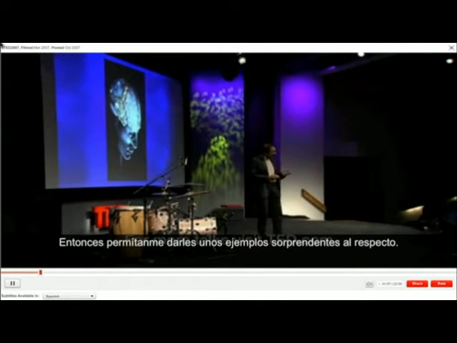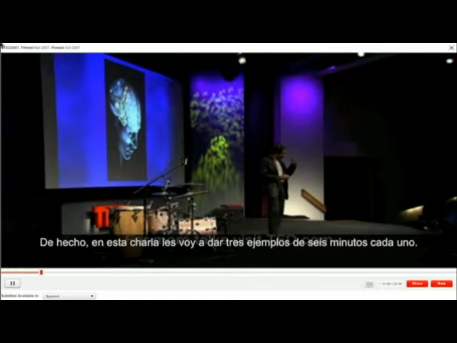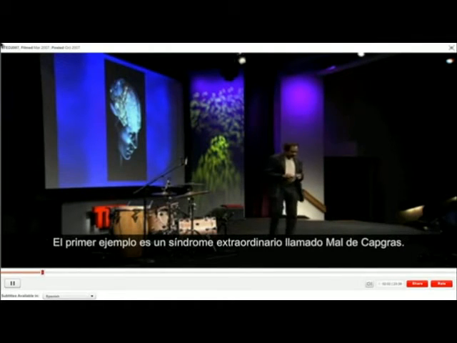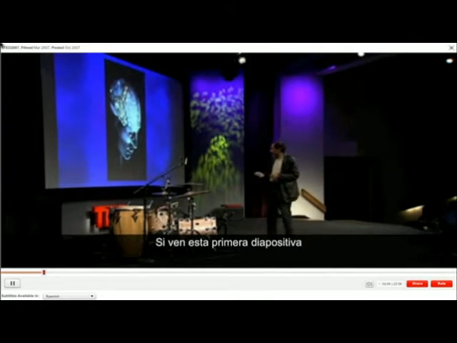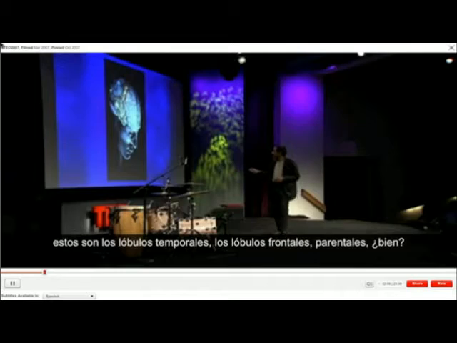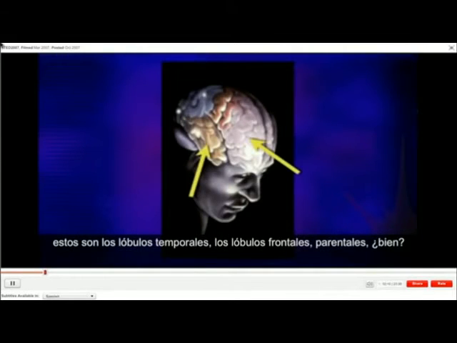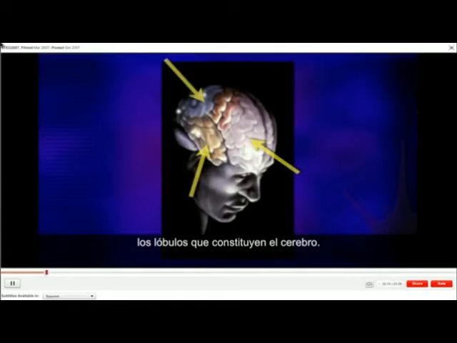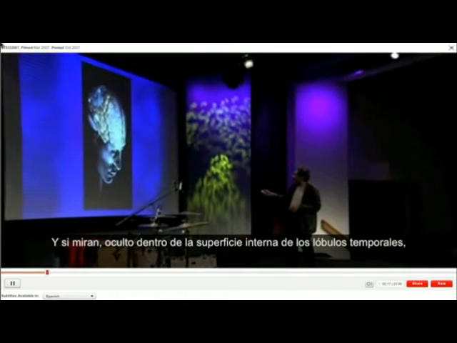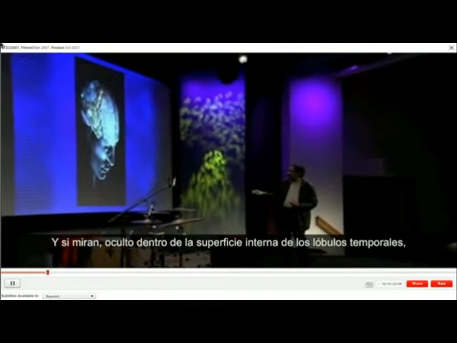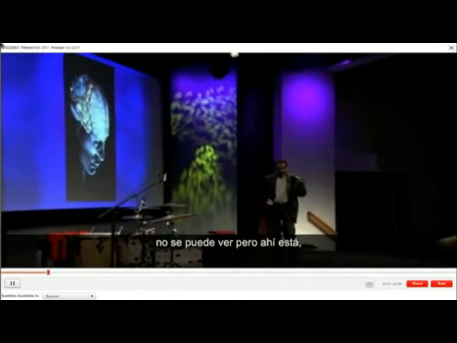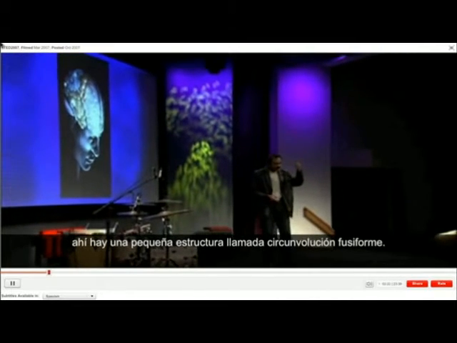So let me give you a few striking examples of this. In fact, I'm giving you 3 examples, 6 minutes each during this talk. The first example is an extraordinary syndrome called Capgras syndrome. If you look at the first slide there, that's the temporal lobes, frontal lobes, parietal lobes, the lobes that constitute the brain. And if you look tucked away inside the inner surface of the temporal lobes, you can't see it there, is a little structure called the fusiform gyrus.